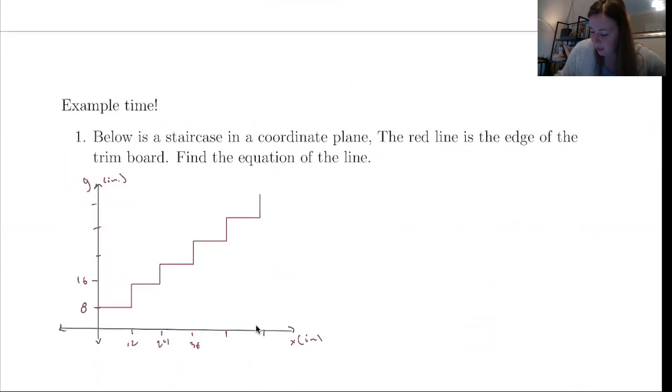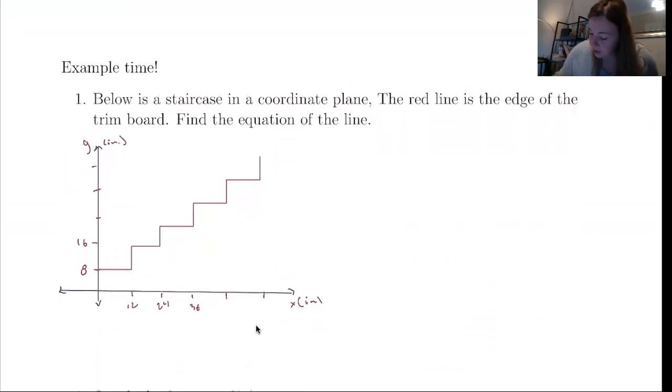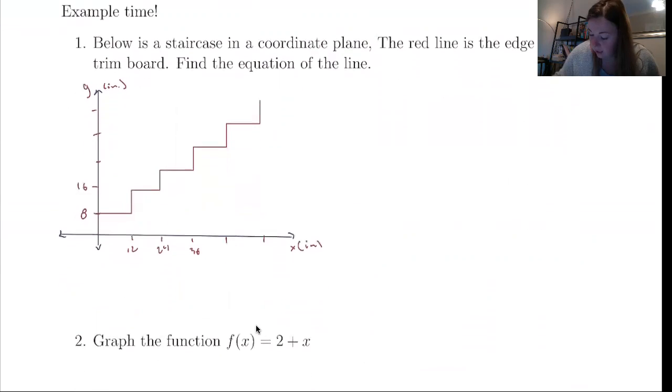Alrighty, example time. So below is a staircase in a coordinate plane. The red line is the edge of the trim board. Find the equation of the line. So I didn't actually draw the line that I was supposed to draw. Let me draw it now.